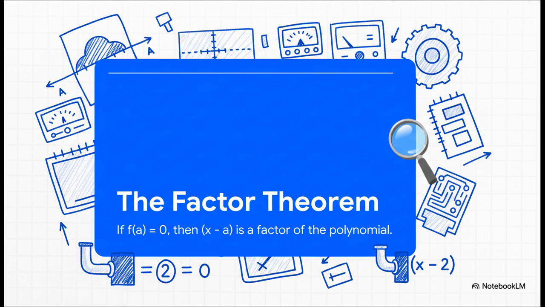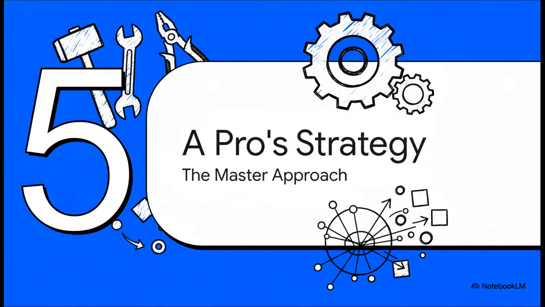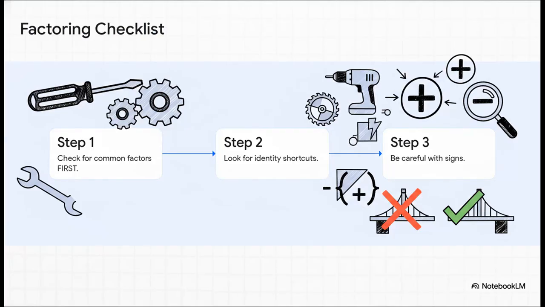It's an incredible shortcut. You know, it's one thing to have a great toolkit. It's another thing to know which tool to use and when. That's the difference between an apprentice and a master craftsman, right? It's all about strategy. So let's talk about the pros approach. So here it is, your master checklist for literally any factoring problem you ever face.